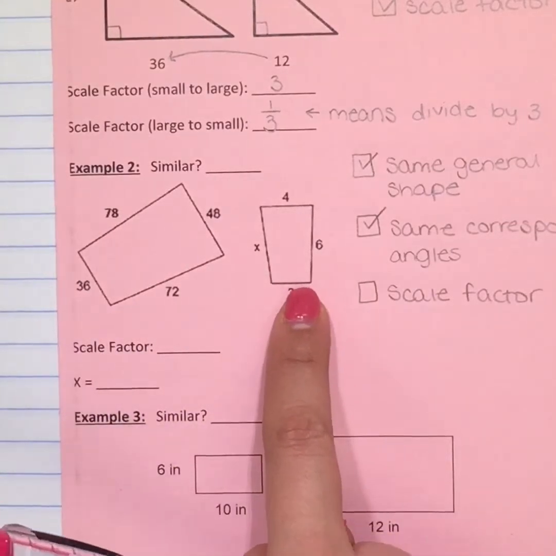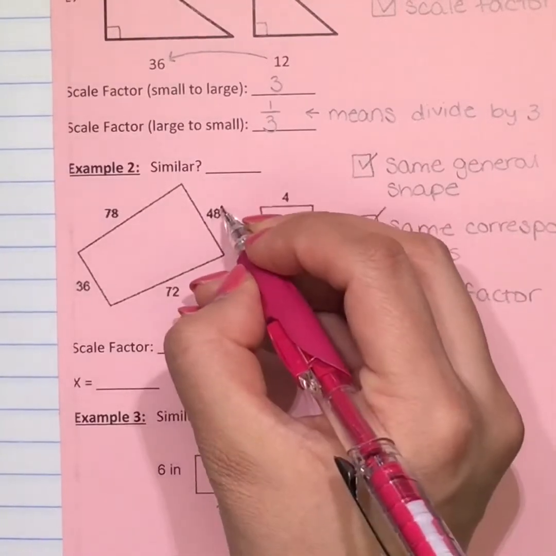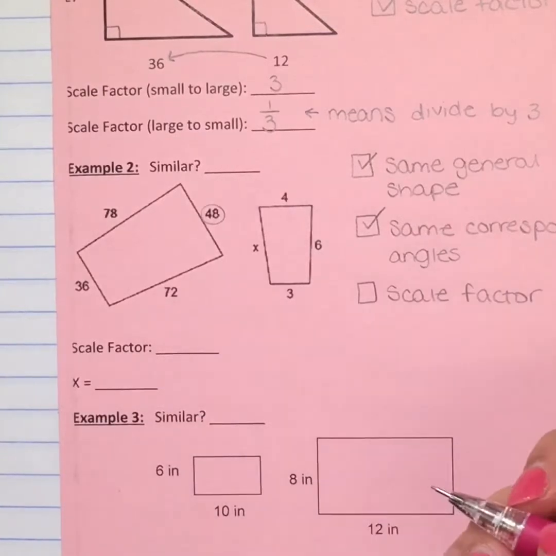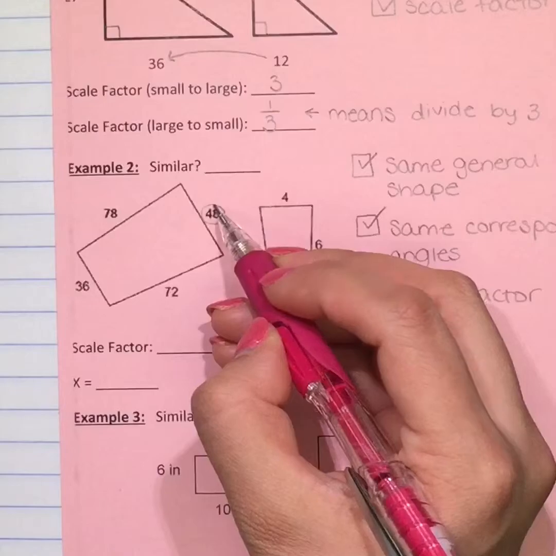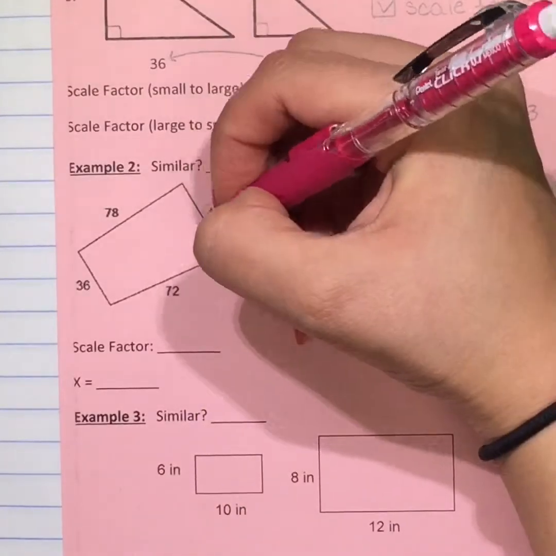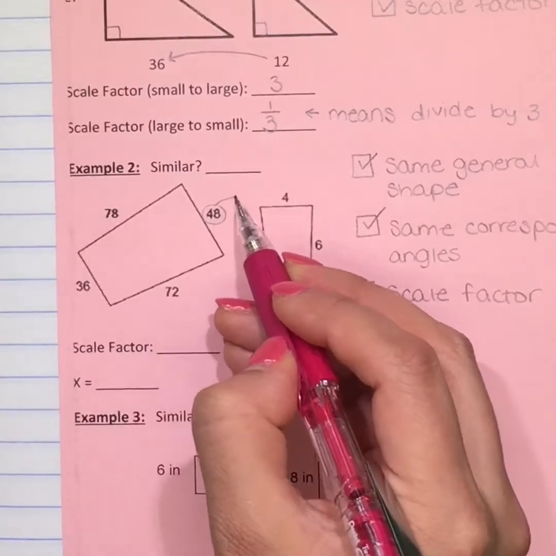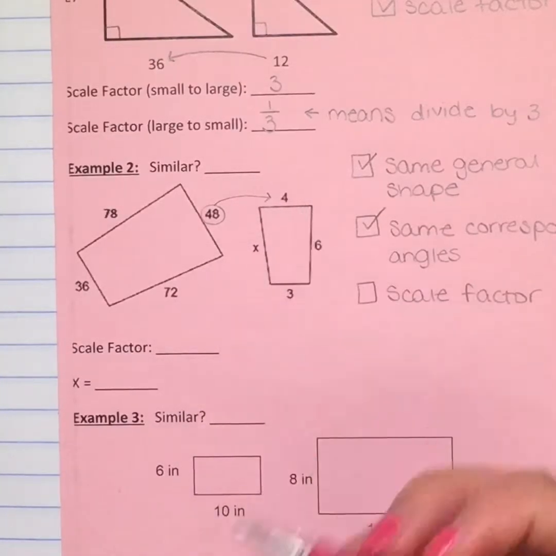Reduction, right, because it's getting smaller. Now, we have to figure out which of these sides correspond to each other. For example, the 48. What side corresponds with 48? It has to be the bigger base, right? So it has to be this one right here. Okay, so 48 corresponds with 4.